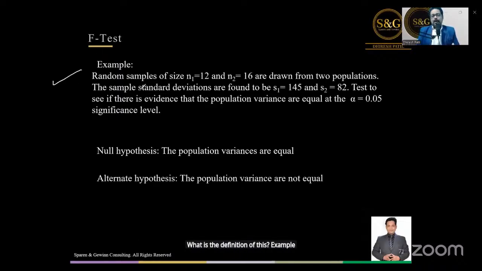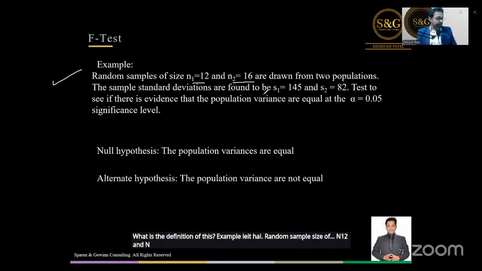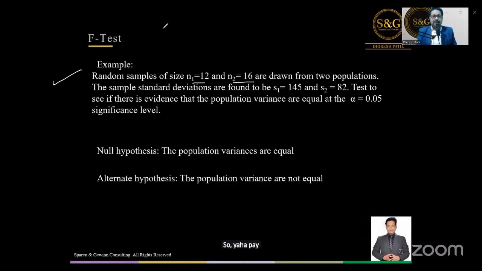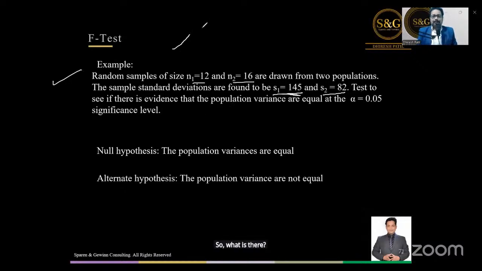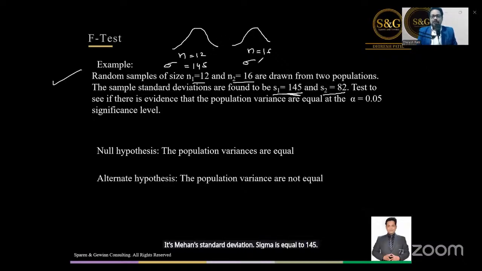Let's take an example. Random samples of size N1 12 and N2 16 are drawn from two populations. The sample standard deviations are found to be 145 and 82. You can make a note of this, or I have noted it. I will make you understand. Here is one and here is the other. In this one n is equal to 12, in this one n is equal to 16, this one has standard deviation sigma equal to 145, this one has standard deviation equal to 82.